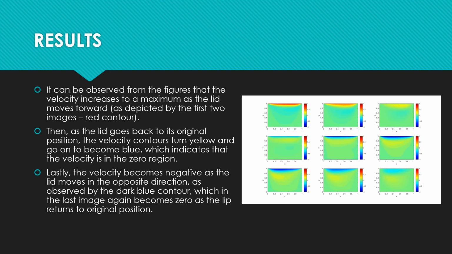Next, I'll go through the results. These plots here show the variation of the velocity as the lid oscillates. It can be seen in the first two images that as the lid moves forward, the velocity becomes maximum. The next two images show that the velocity goes down to almost zero as the lid moves back to the original position. And the next few images show a blue velocity contour, which means that the velocity is going negative as the lid moves backwards and coming back to zero as the lid comes back to the original position.